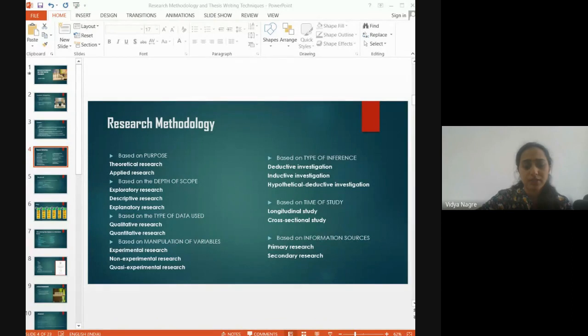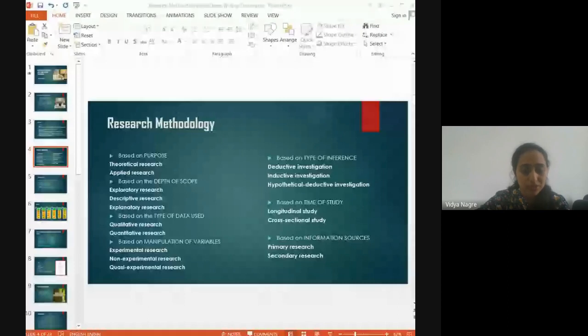There is another type based on the manipulation of variables, and that is non-experimental research. An example of this can be a study on the effect of a certain education program on a batch of students. For this, you don't need laboratories to experiment. Thereafter, quasi-experimental is also another type included in it. A study which can be conducted to know the effect of eating more cheese on health can be one quasi-experimental research.